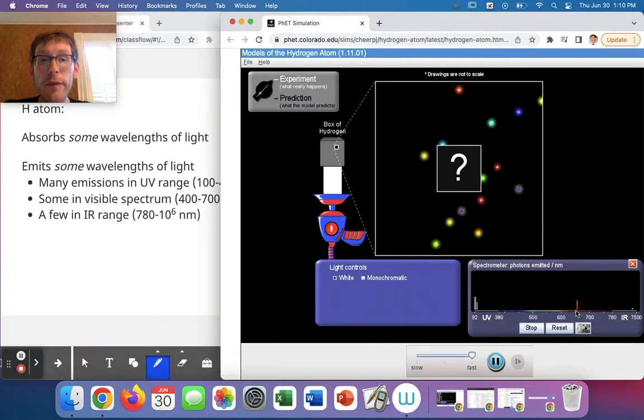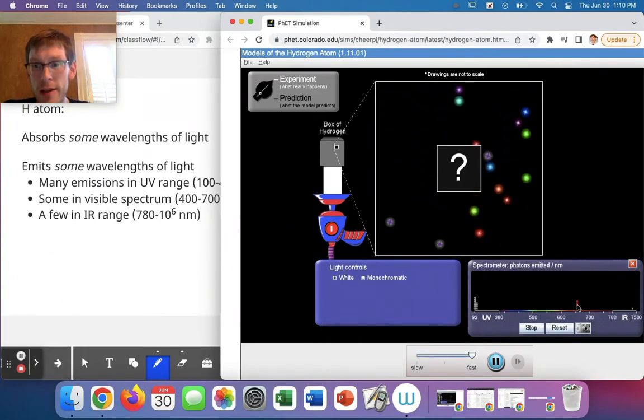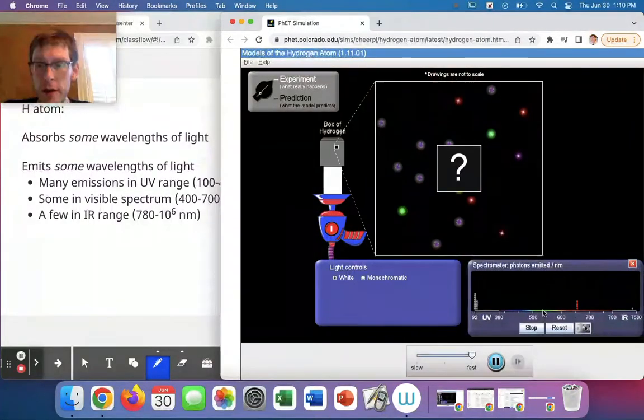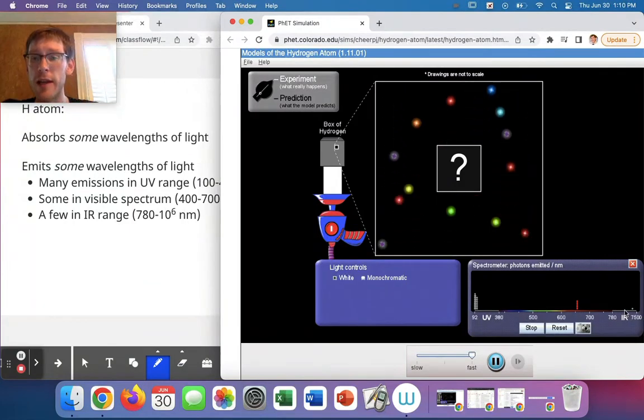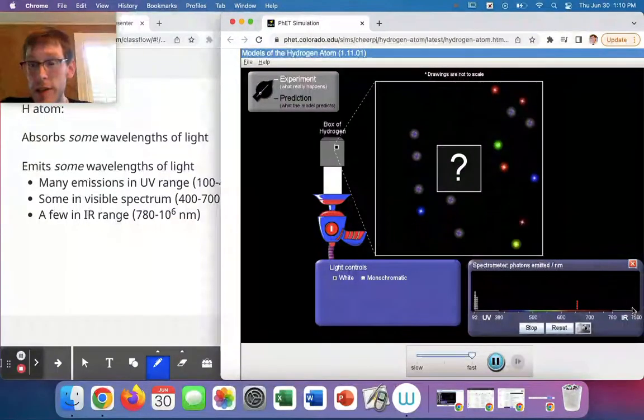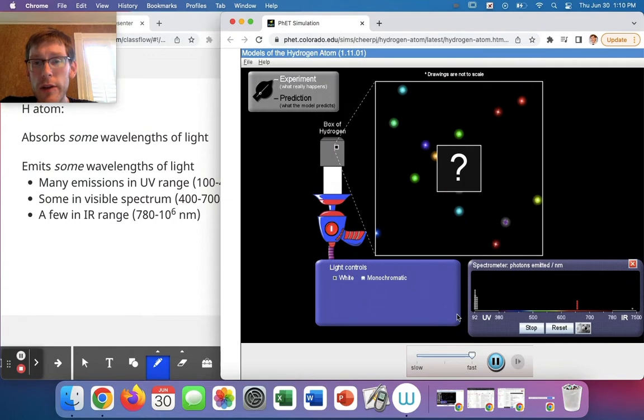We're seeing a few in the visible spectrum, and as of now, all of them apparently are at around 650 nanometers. If we were to leave this long enough, we'd see a few other ticks. We're also getting some in the infrared range, which is greater than 780 nanometers. Thus far, we've only seen one. If we let it go, we'd eventually see a few more.